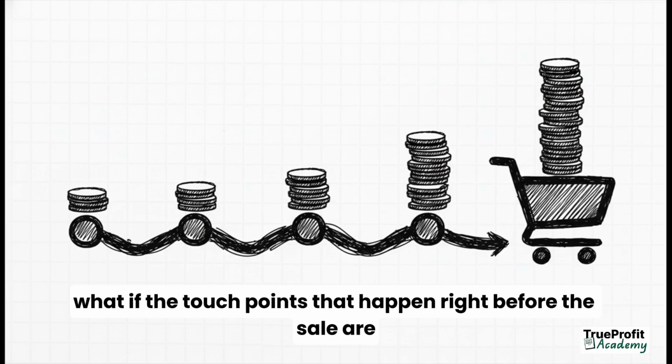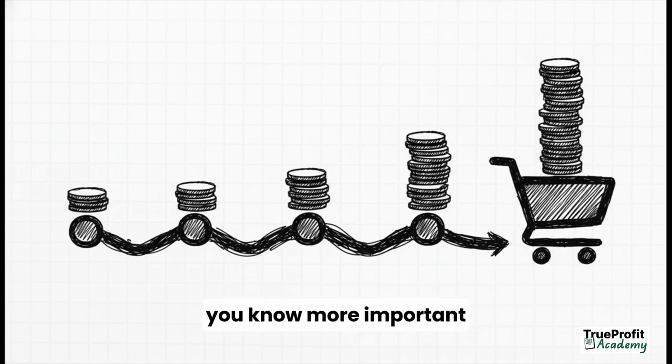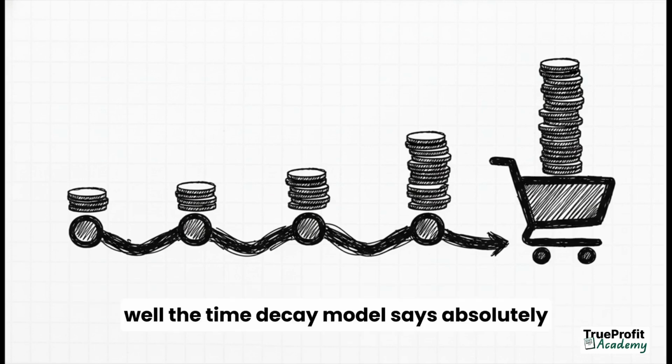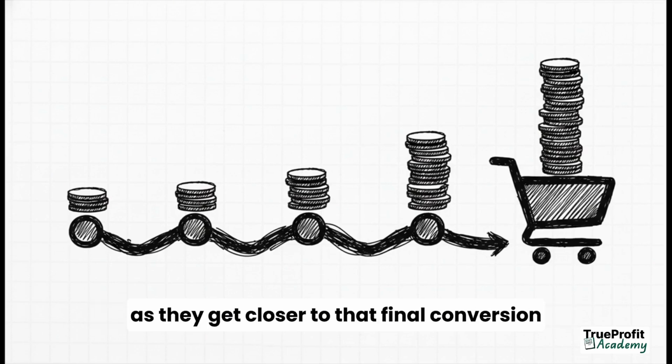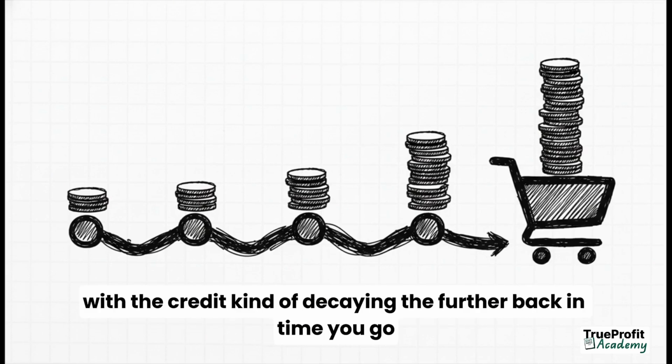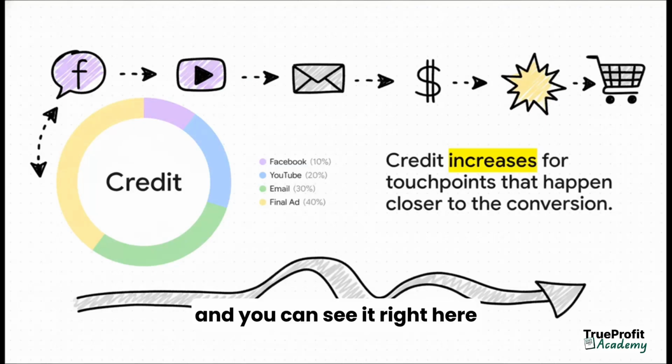What if the touch points that happen right before the sale are more important? Well, the time decay model says absolutely. It gives more and more credit to the interactions as they get closer to that final conversion, with the credit kind of decaying the further back in time you go. And you can see it right here.